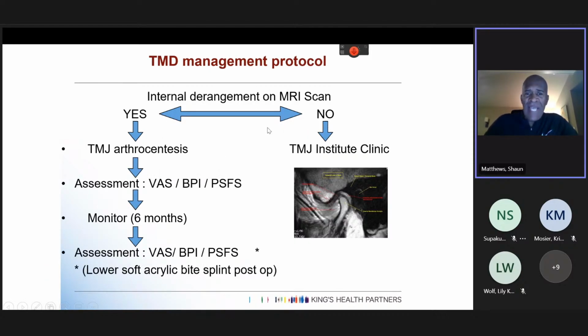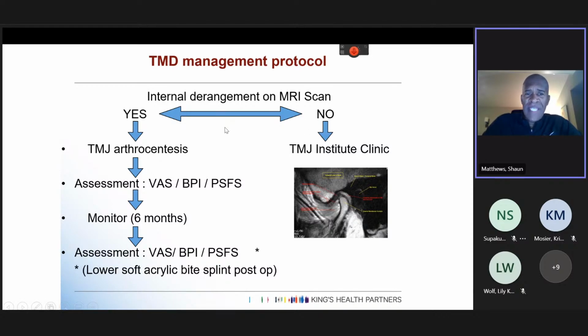Once the MRI scan has been done, I then ask myself the question, does that MRI scan show evidence of internal derangement? If the answer is no, there's no evidence of internal derangement, then we will refer the patients to a TMJ Institute clinic that I established at IU School of Dentistry, which is a multidisciplinary clinic where we are seeing patients collaboratively, both as surgeons, orthodontists, prosthodontists, psychiatrists, physical therapists, general dentists, and so on, all at the same time in the same place, collaborative care. So those intractable patients are being managed in that kind of clinic with very good results.